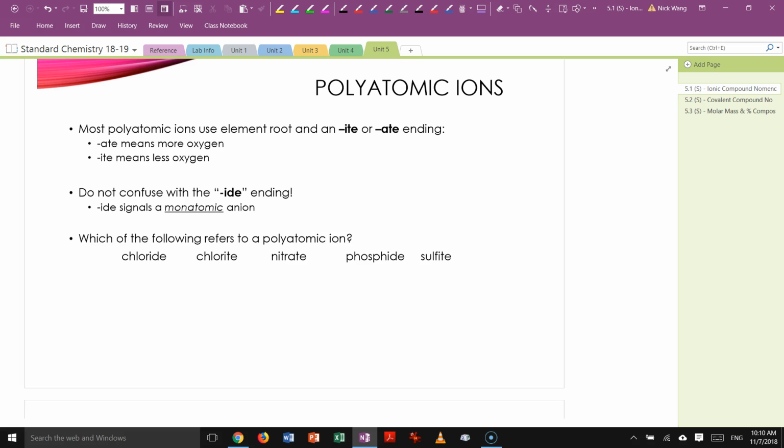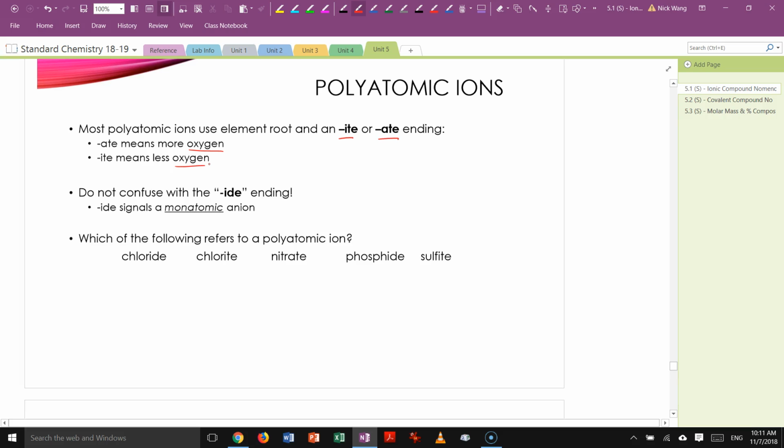Most polyatomic ions use some element root, whatever element you may be familiar with already, and then have either an ite or an ate ending. Ate as a suffix, or an ending, means more oxygen compared to ite, which means less oxygen. So if you ever see ate and ite together when discussing polyatomic ions, you know the ate is simply going to have a little bit more oxygen than ite. Please do note, we're specifically talking about oxygens that are added to a root element.